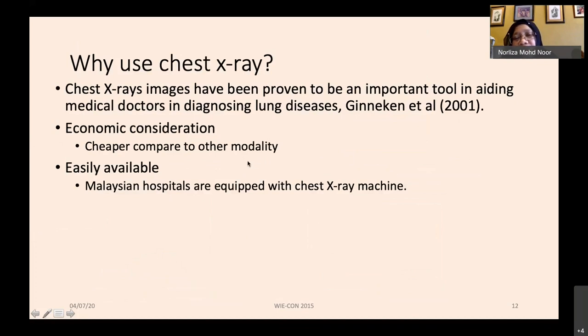Even now, in Malaysia, we have CT scans available in major hospitals, but the district hospitals, small clinics, and remote clinics all have X-rays already, right? So it's easily available. Malaysian hospitals, clinics, and district clinics are equipped with chest X-ray machines, and it costs much less. So okay.